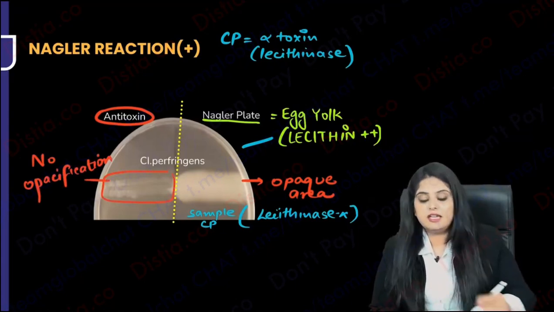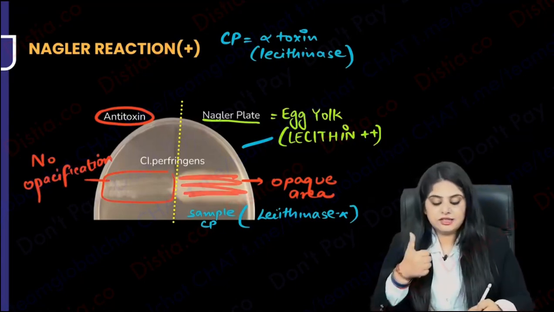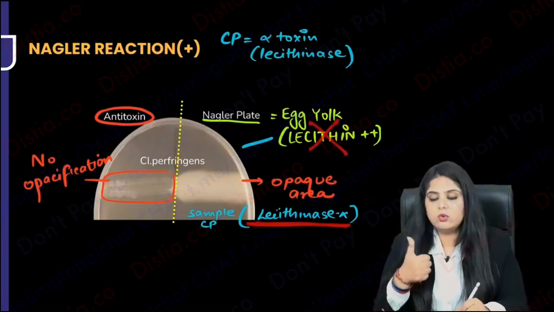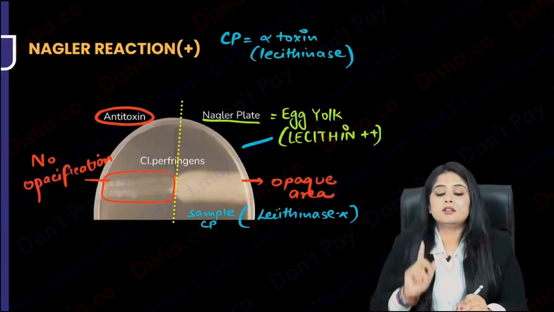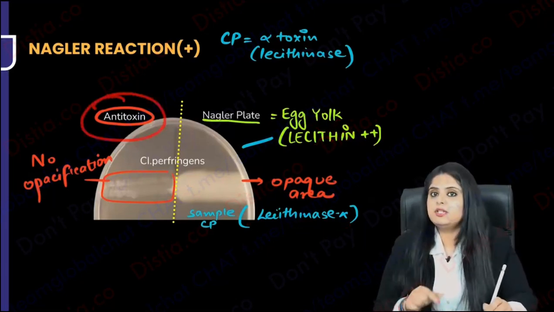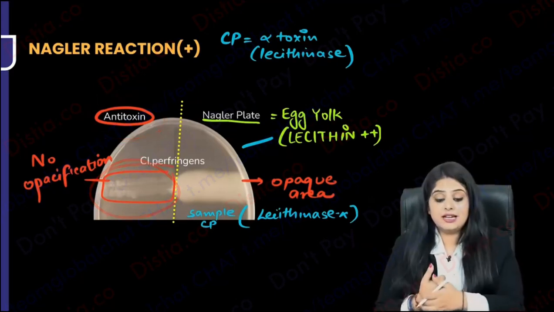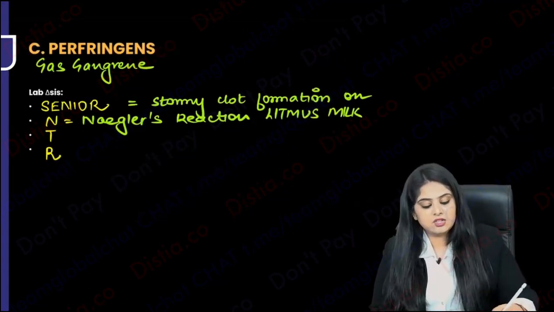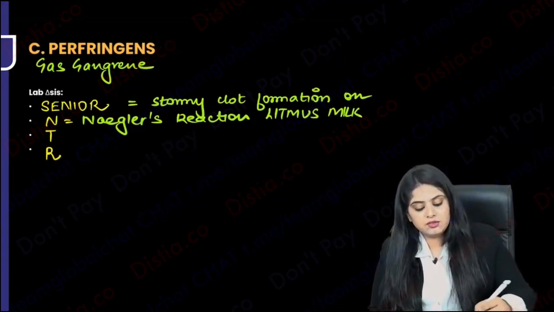So repeating once again, if you get an opaque area, this means the lecithinase, that is alpha toxin, has gone and broken the egg yolk's lecithin. Reaction has occurred. And if I added something to neutralize it, the reaction has vanished. That is known as the Nagler's reaction. So the question asked is, Nagler's reaction is going to use what? So I'll separate these out.